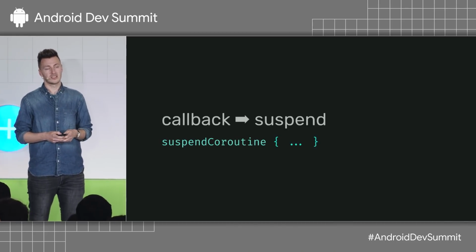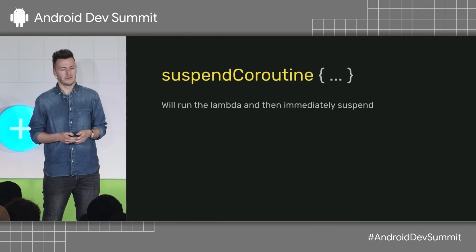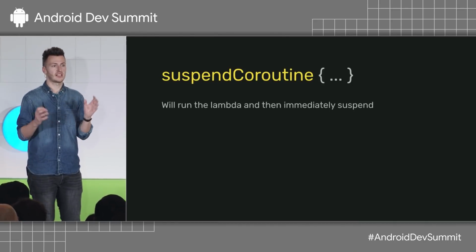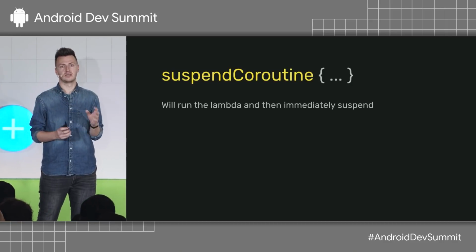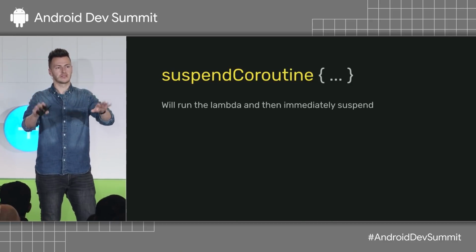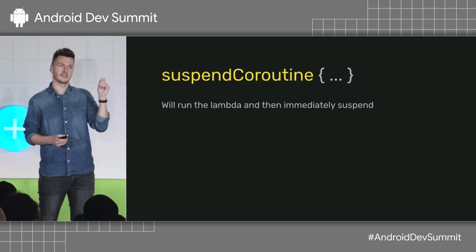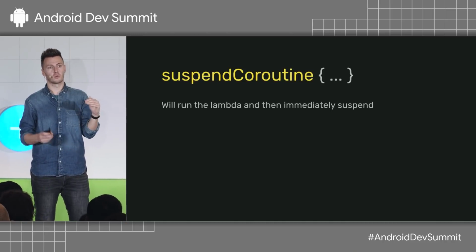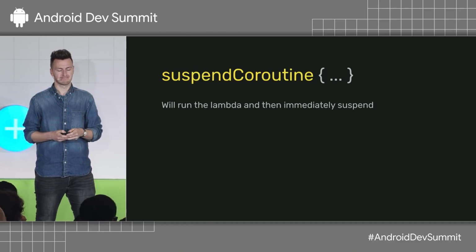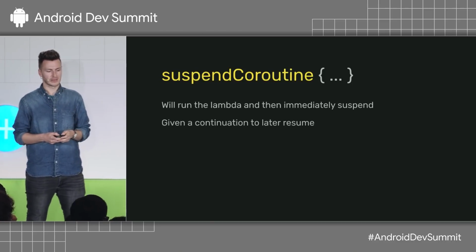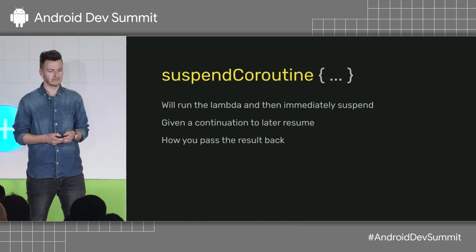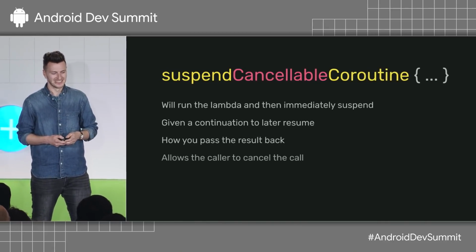The first is suspendCoroutine. You pass a lambda in, which allows you to set up your callback. So basically what we'll do here is call Play Services and say, get me the last location. At that point, the coroutine immediately suspends, waiting for the result to come back, and then the callback can wake it back up. So we'll go through an example now. You're given a continuation to later resume. That's how you pass the result back.